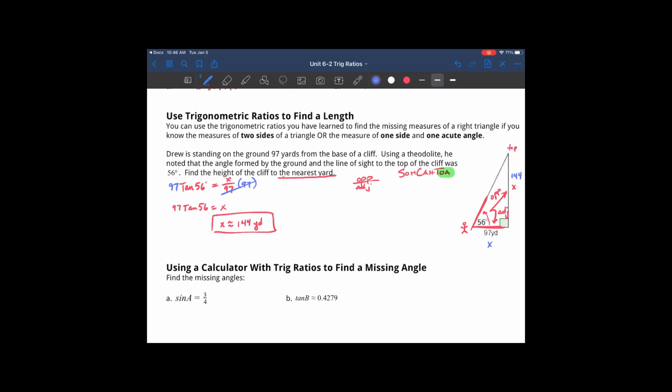So it would still be opposite over adjacent, only this time it would be tangent of 56 is equal to what I know, 144, over what I don't know, x. So it's the same. I'm writing this the same way, I just have different numbers. So if you get this, you do the same exact process.